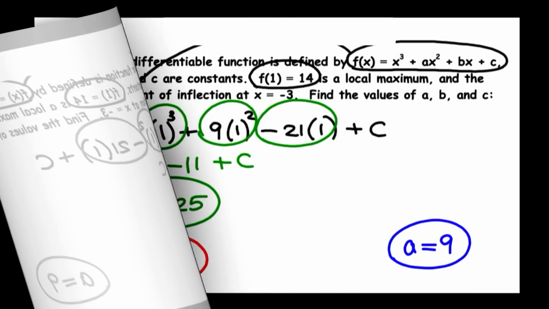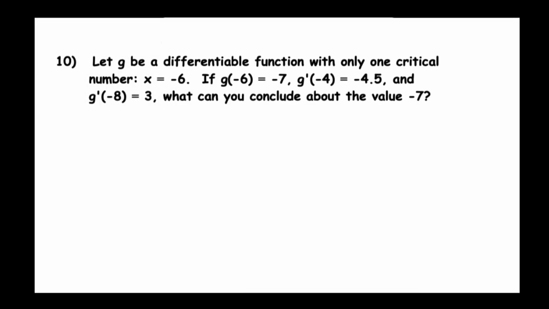All right, number 10. It says let g be a differentiable function. The word differentiable just simply means you're able to take derivatives everywhere. Okay, so no funny stuff. That's a good word to see. g is a differentiable function with only one critical number. x is -6. Interesting. All right, so there's only going to be one max or min. It'll happen at x equals -6.